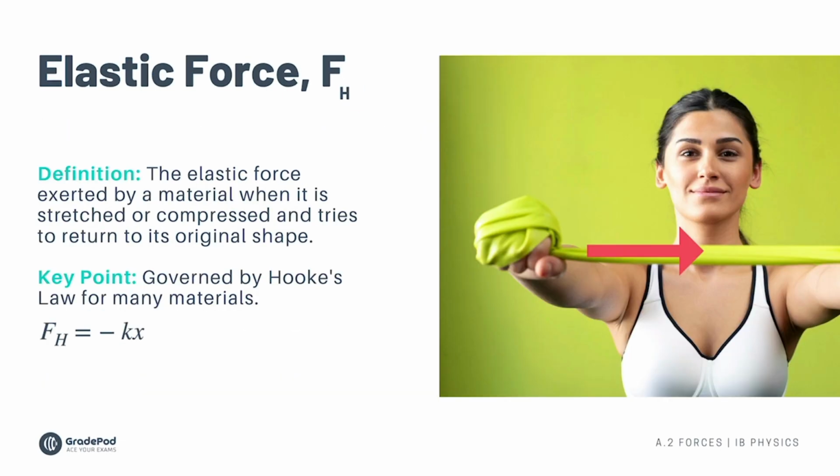The next contact force we'll look at is elastic force, and in IB physics it's given the notation F subscript H. The definition of the elastic force is the elastic force exerted by a material when it is stretched or compressed and tries to return to its original shape. This is all about Hooke's law, F_H is equal to minus kx. So when you're discussing elastic force, you're inevitably going to be looking at Hooke's law. You've probably seen Hooke's law in relation to a spring, where it's been compressed or stretched, and that's where this all comes into play.